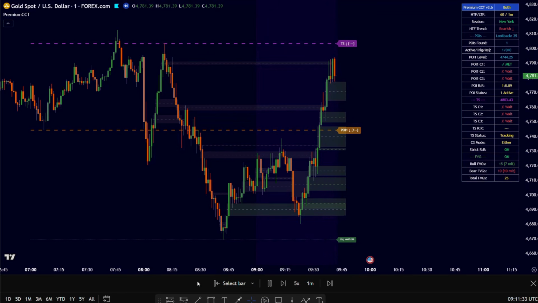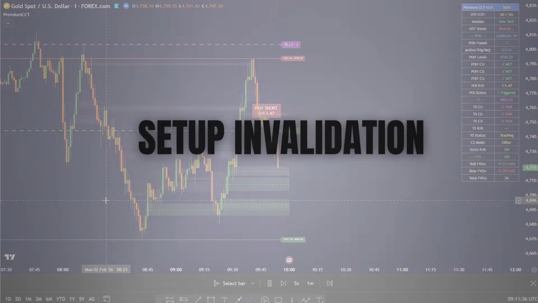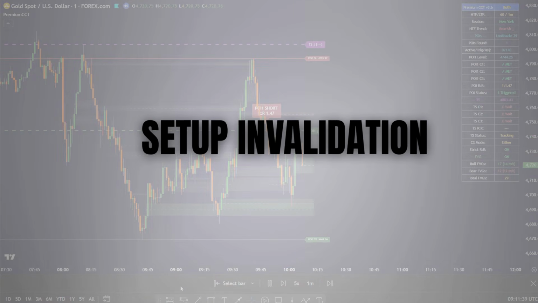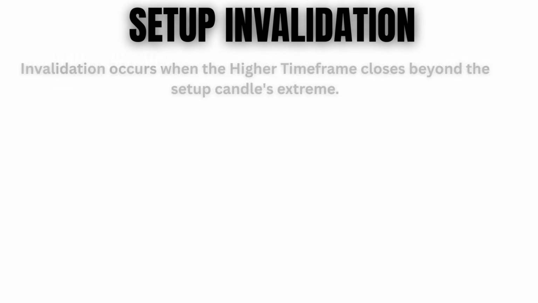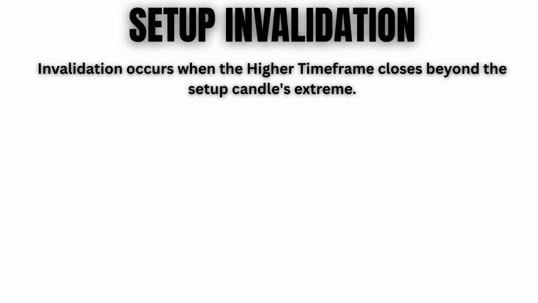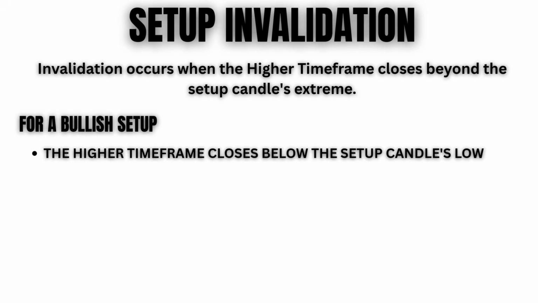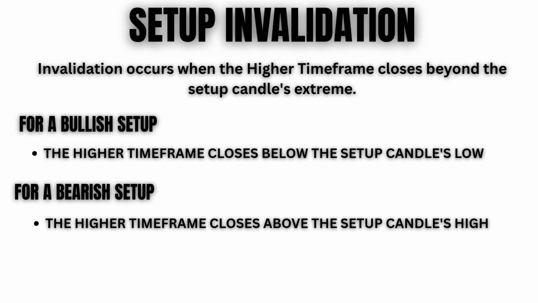Both entries are valid. The fourth scenario is setup invalidation. This is new in version 3.6, so let me explain what happens. Invalidation occurs when the higher time frame closes beyond the setup candle's extreme. For a bullish setup, that means the higher time frame closes below the setup candle's low. For a bearish setup, it means closing above the setup candle's high.